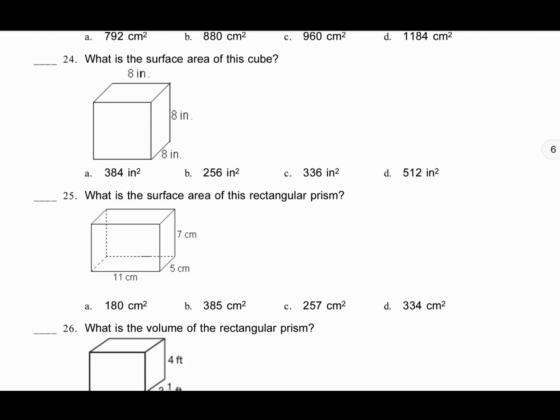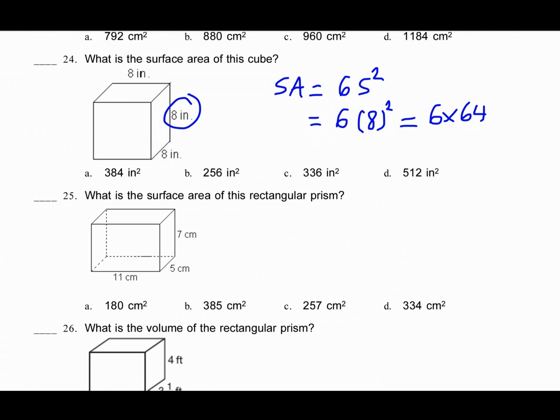Next question. What is the surface area of this cube? The surface area of a cube would be 6 times S squared. Now the S here is 8 inches, so it would be 6 times 8 squared, which is 6 times 64 equals 384. The answer is A. 384 square inches.